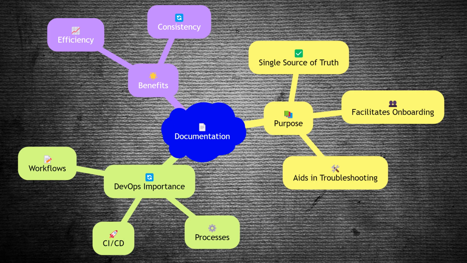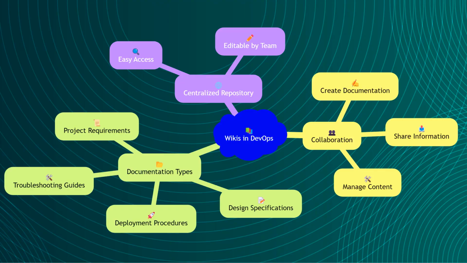efficiency and consistency. Wikis are collaborative platforms that allow teams to create, share, and manage documentation in a structured manner. In DevOps, wikis can be used to document everything from project requirements and design specifications to deployment procedures and troubleshooting guides. They provide a centralized repository of knowledge that is easily accessible and editable by all team members.